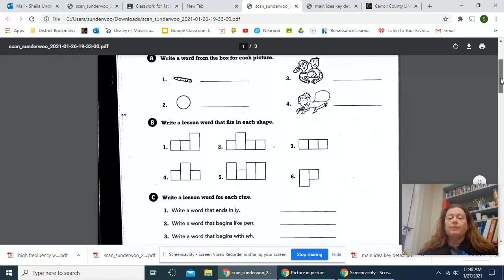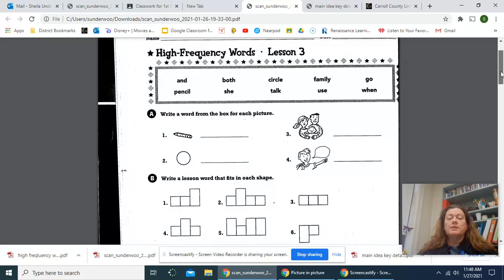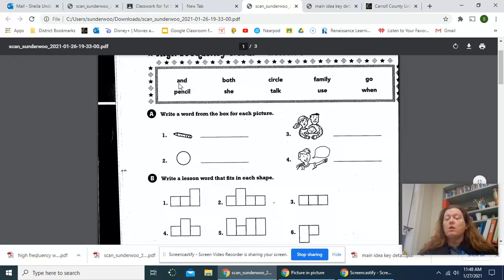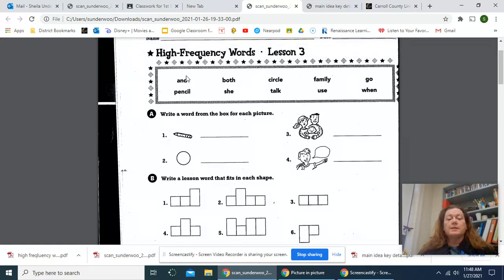Let's look at part B. Part B tells us that these boxes represent the words. So the first box is two words that are the same height, and then one that has part of it sticks up. So you're going to look at all of the words that would apply to that. And, there's a couple of ways you might look at that. You might find all of the words that only have three letters. So that would be and, she, use. So that's three words that would have only three letters.